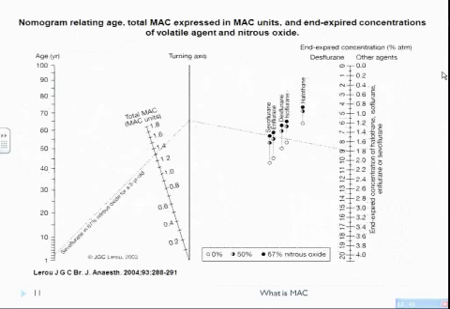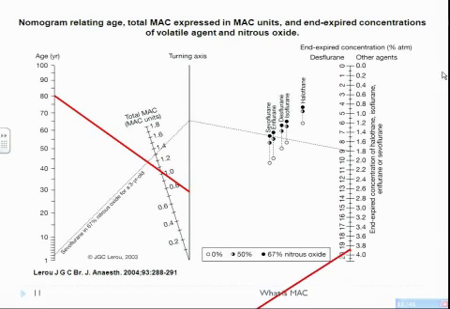If you look at nomograms relating age, total MAC expressed in MAC values, this is a really fancy graph. When you first look at it, you're going like, what exactly is it trying to show me? Here's what you do. You take the person's age, and this one I made an 80-year-old patient, and then I draw a line down to hit 1 MAC, and then the next line goes from this point and is based on the agent that I want to use. In this case, I put down sevoflurane.